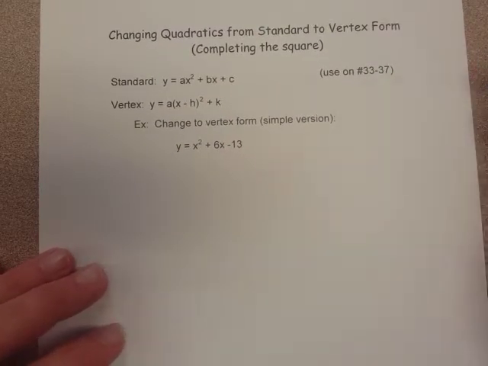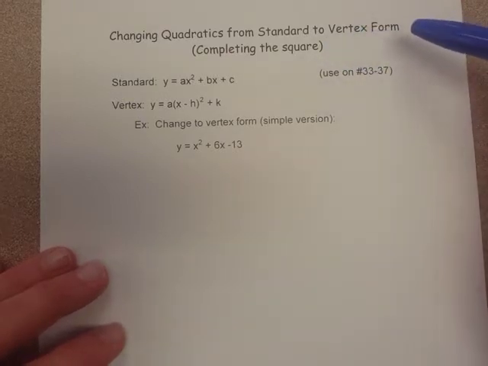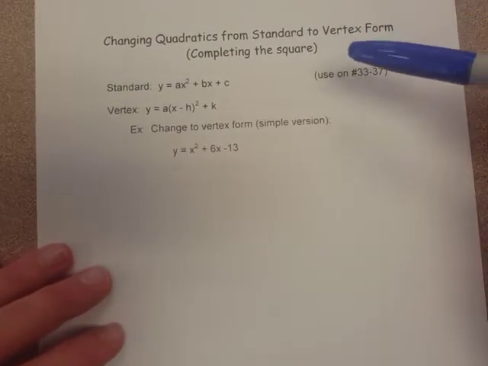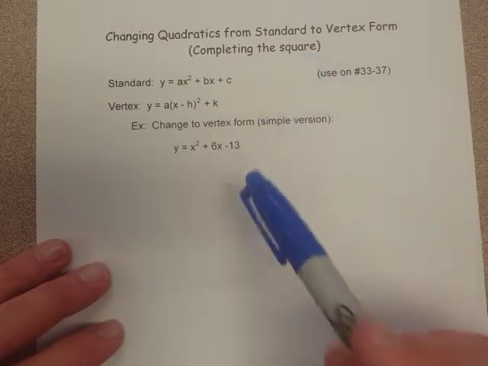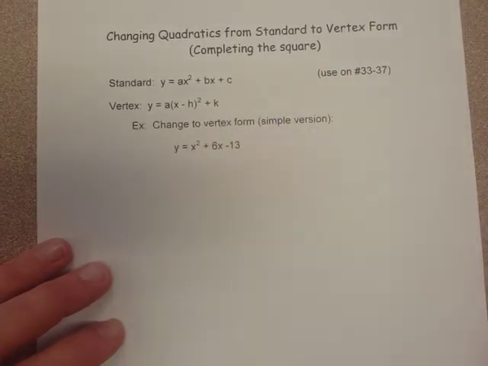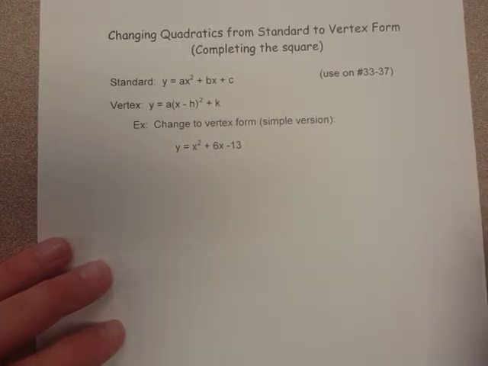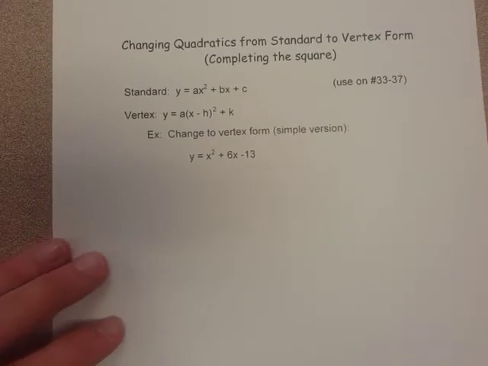But today what we're going to do instead is go from standard to vertex form in a way that I'm guessing you were hoping would never come up again, and that's completing the square. But in this case, it's actually going to be a little bit easier to do, a little bit less time consuming than the method that we used yesterday, if you can believe that. We're going to do two examples.